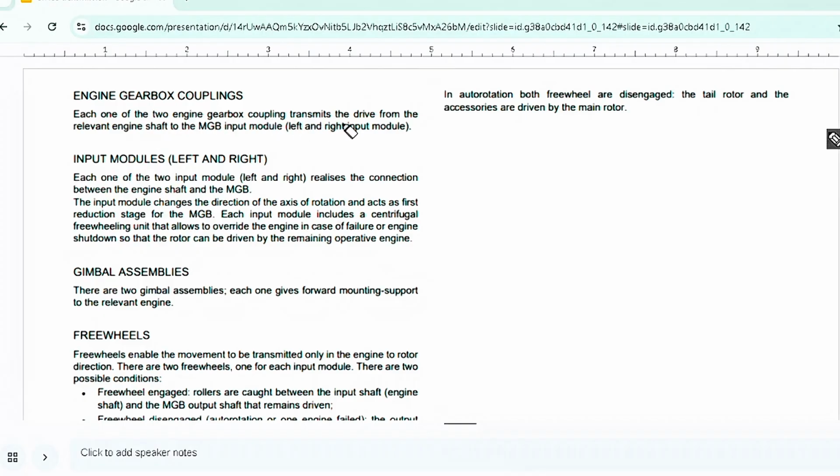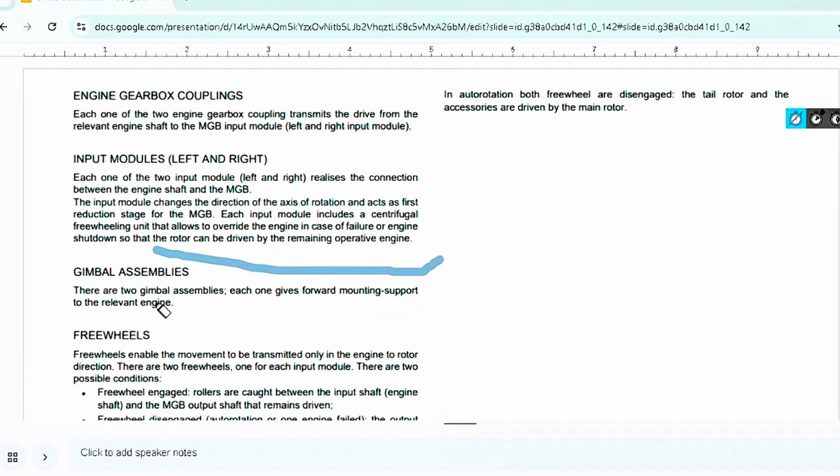Each one of the two engine gear couplings transmits the power drive from the relevant engine shaft to the MGB input module, left and right input modules. Okay, two input modules are installed on the MGB. Each one of the two input modules releases the connection between the engine shaft and the MGB. The input module changes the direction of the axis of rotation and acts as a first reduction stage of the MGB. Each input module includes a centrifugal freewheeling unit that allows overriding the engine in case of failure or engine shutdown, so that the rotor can be driven by the remaining operative engine.